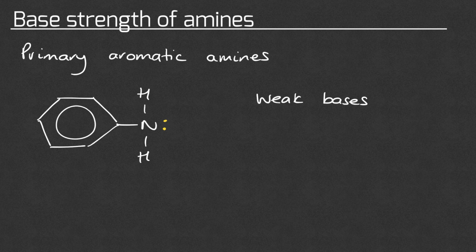Primary aromatic amines are weak bases. If we recall what a benzene ring is, it is a delocalized system of electrons. So right next to our nitrogen with the lone pair, there is a delocalized ring here. This delocalized ring pulls the electron density from the nitrogen, from its lone pair, towards the delocalized system. It will make it more stable.